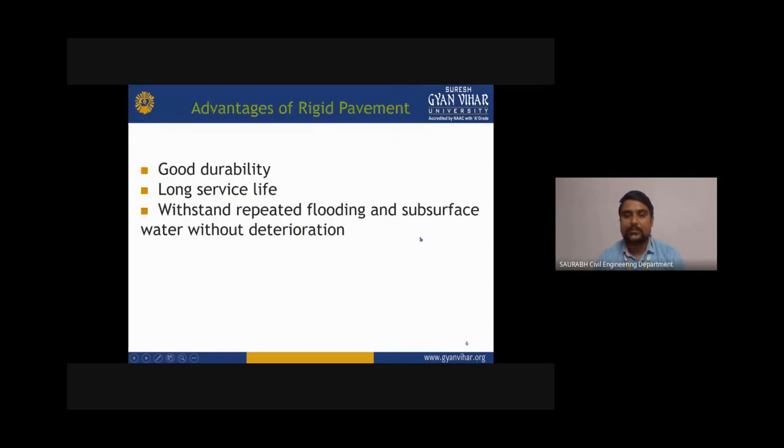And what are the advantages of the rigid pavement? Here we will see, and we can also say its disadvantages are based on the application. There should be good durability of your rigid pavement, a long service life, and it should withstand repeated loading and subsurface water without deterioration.